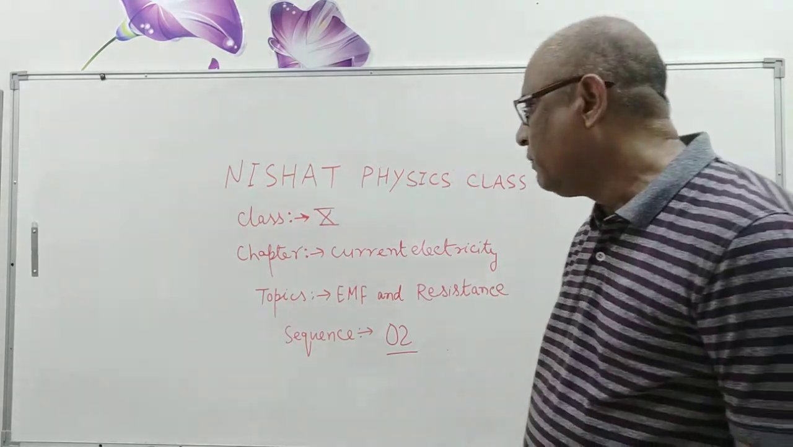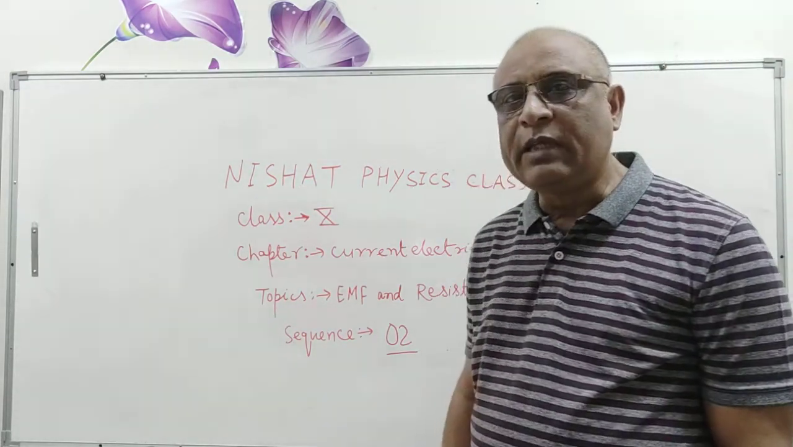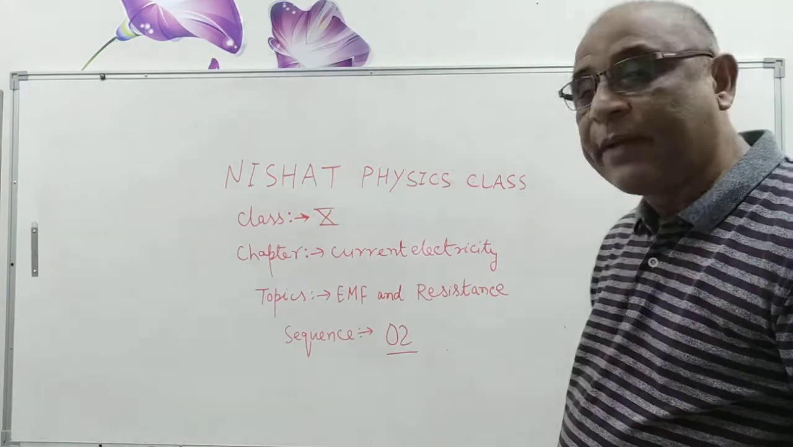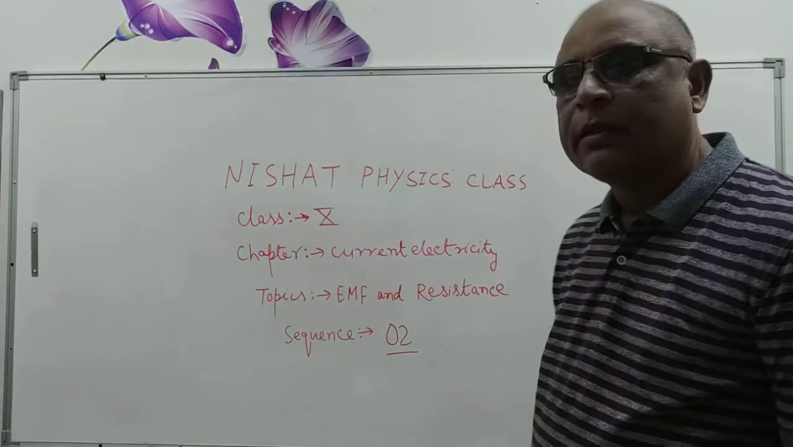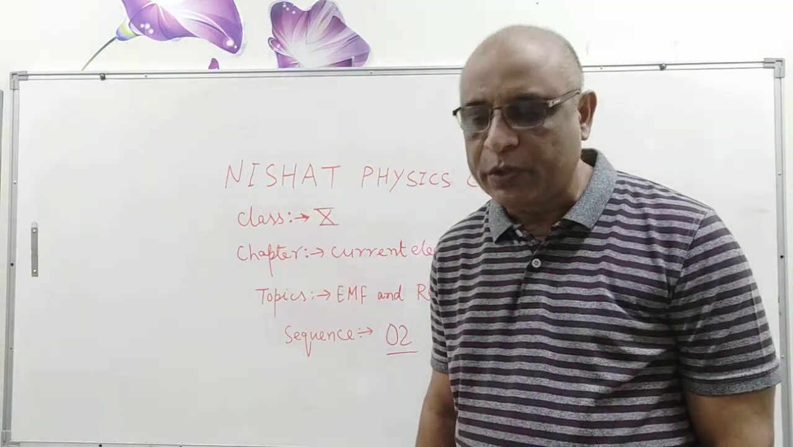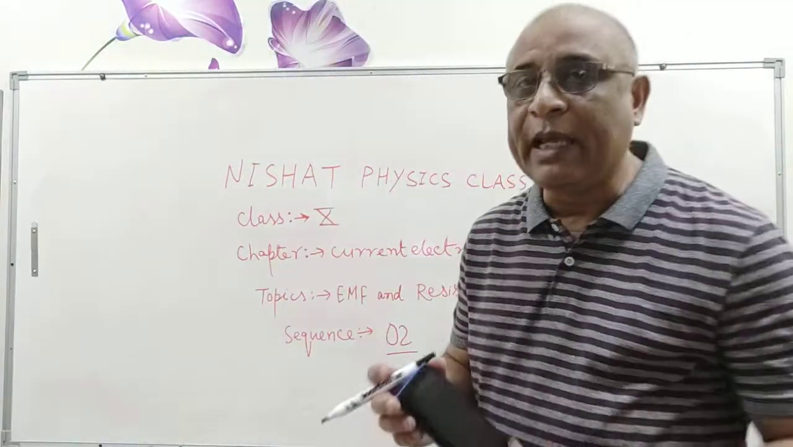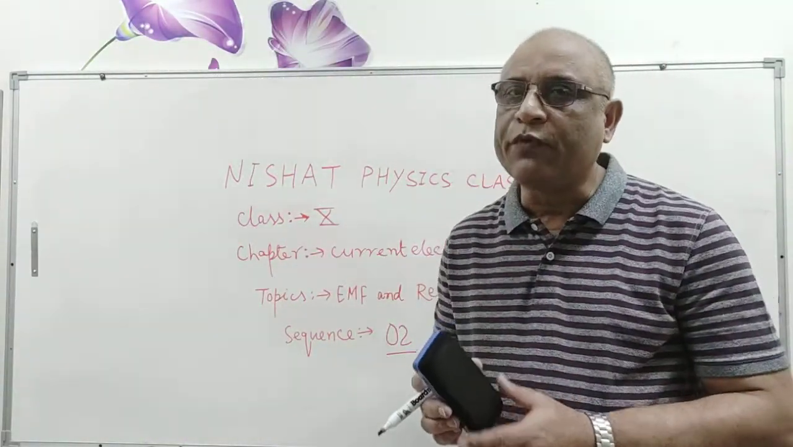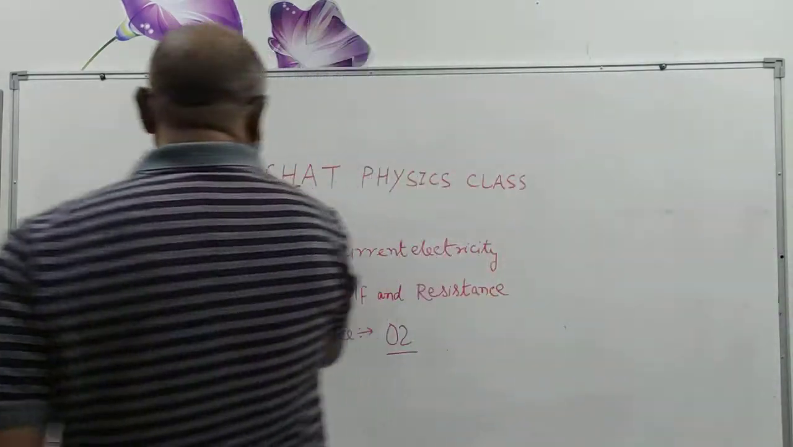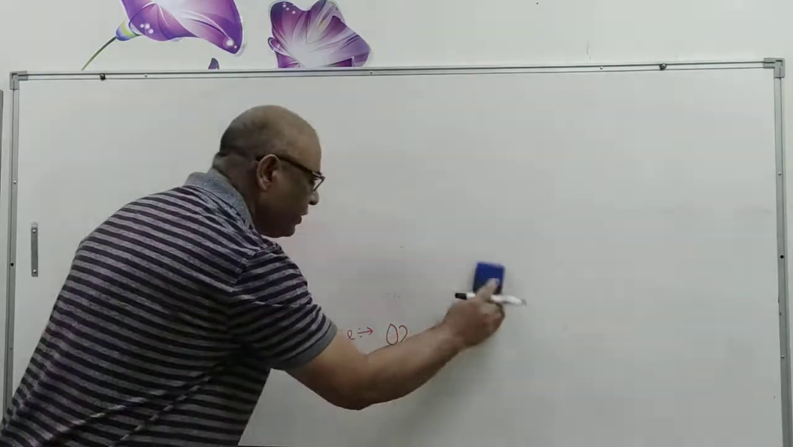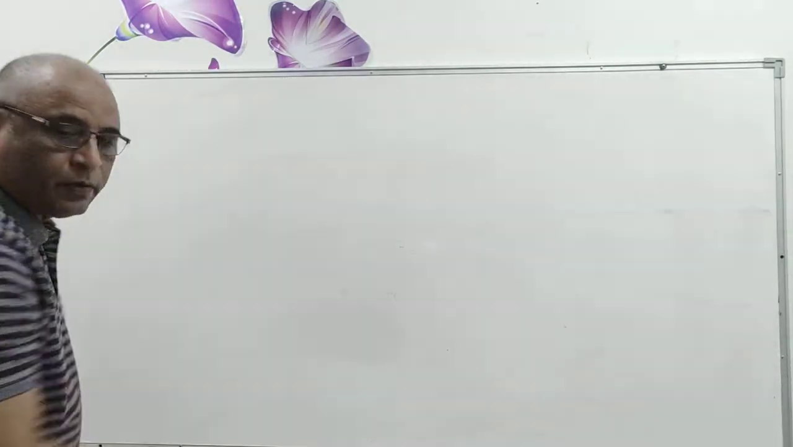Today's lecture for class 10th, chapter Current Electricity, topics EMF and resistance, sequence 02. First, we are going to discuss EMF, electromotive force, also known as potential difference or voltage.